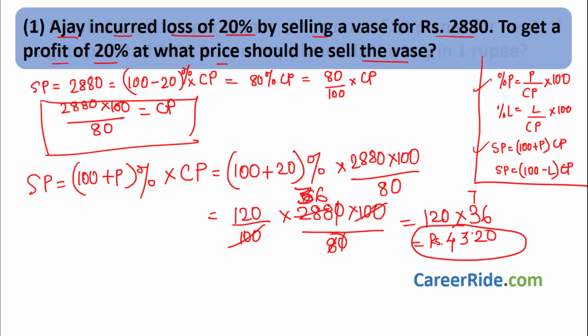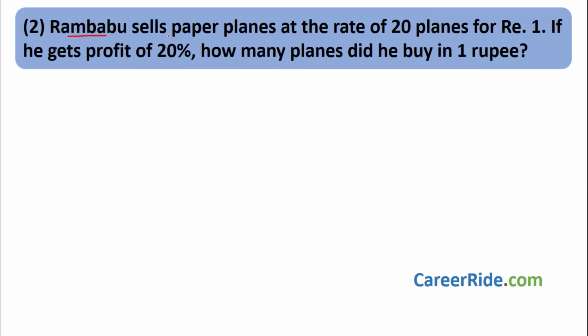Going to question number 2. Rambabu sells paper planes at the rate of 20 planes for rupee 1. If he gets profit of 20%, how many planes did he buy in 1 rupee?